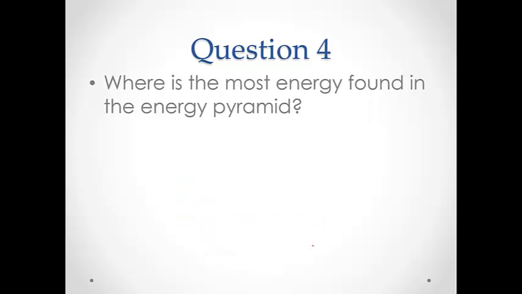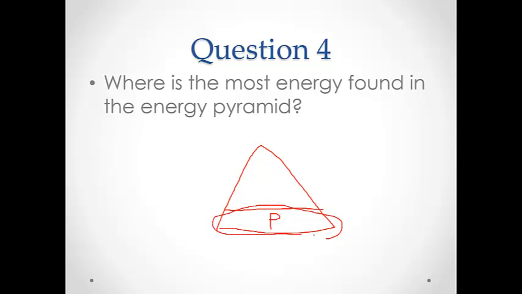And let's do one more. Question 4. Where is the most energy found in the energy pyramid? Well, an energy pyramid looks like this. And as we know, the most energy is always found at the bottom of the energy pyramid. It's where the biggest space is. So this correct answer should be P for producers. The most energy is found right here at the bottom of the energy pyramid where there are producers.